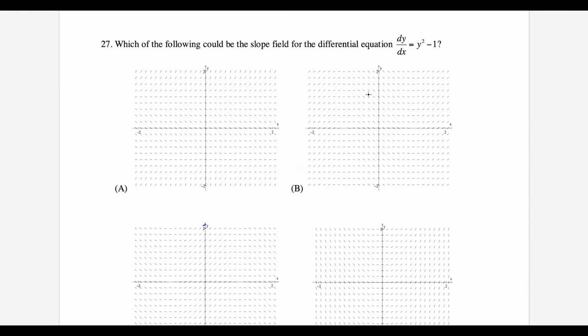So for question 27, we want to know which of the following could be the slope field for this differential equation here. Now I'm going to scroll down to look at the rest of the answer choices, but my strategy for these kind of questions is the first thing I look for is when is the derivative or the slope equal to 0.